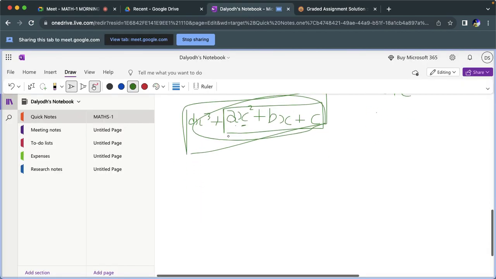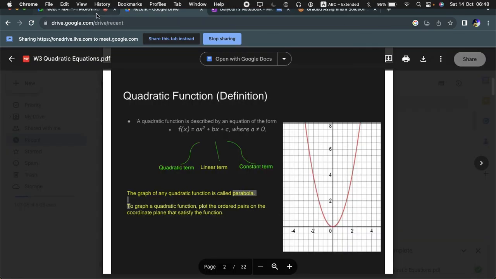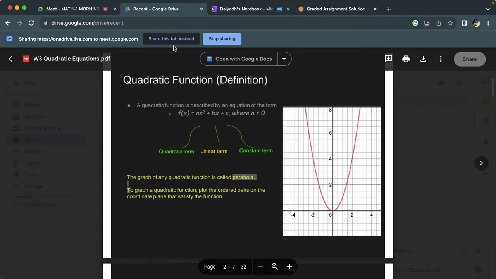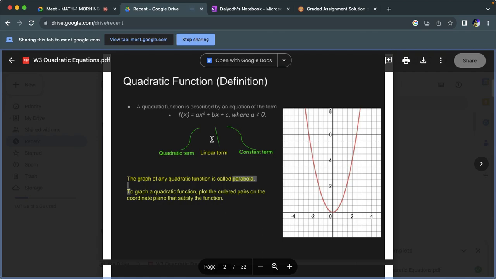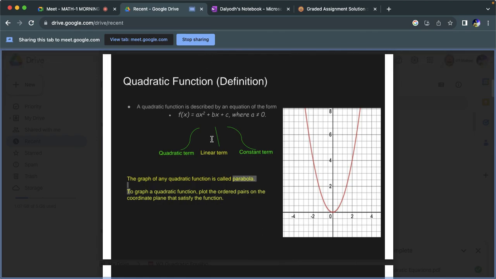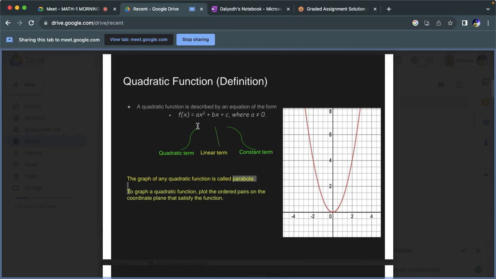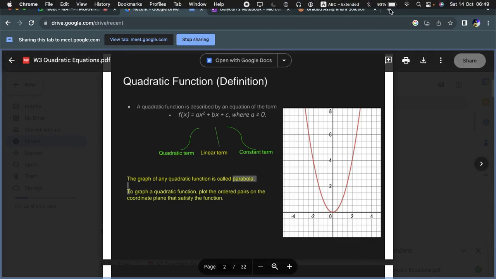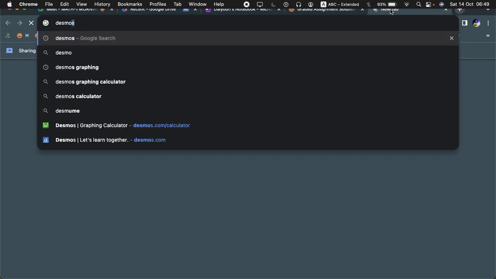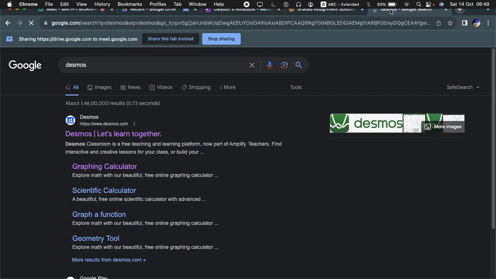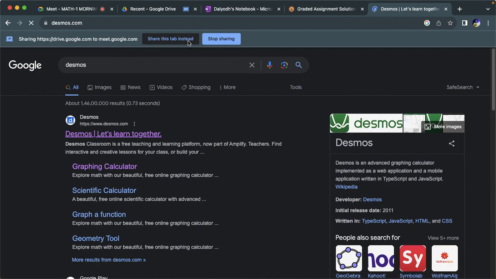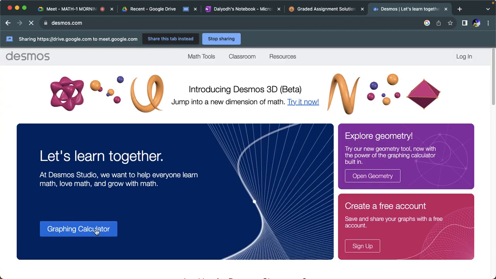So now let me share my screen. Let's see how we can visualize a quadratic term in graphs. Let me go to Desmos and show you how to visualize a quadratic. Just wait.